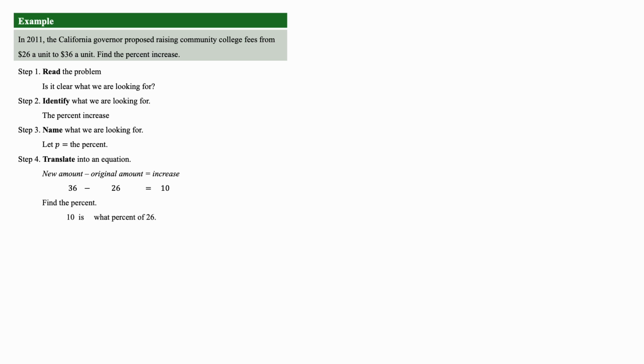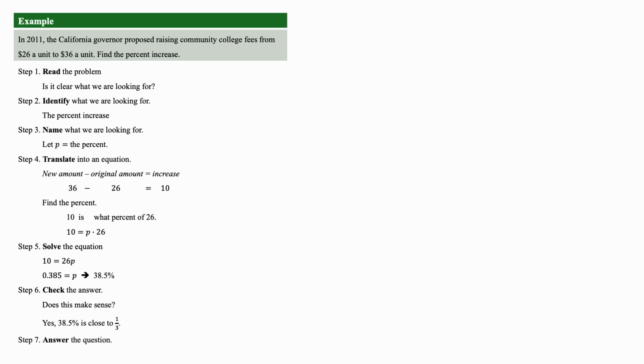Now we have to find the percent. So 10 is what percent of 26? We set that up as 10 equals P times 26. Then we solve the equation. 10 equals 26P, and we get 0.385 equals P, noting that 38.5% is that translated from the decimal. Let's check the answer and make sure that it makes sense. Yes, because 38.5% is pretty close to 1/3. And answer the question, which is the change in price represents a 38.5% increase over the old fees.